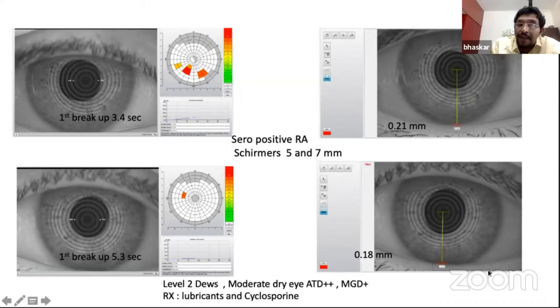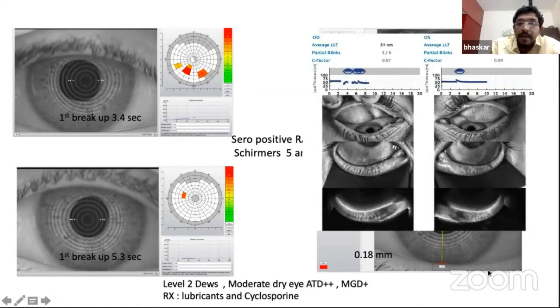The Schirmer's was around 5 and 7, and there was reflex tearing which was present. So we started her on lubricants and cyclosporine and sent her to the rheumatologist to start her on medications for the RA. Her LipiView also showed a little bit of a low LLT values. So even in Sjogren's or non-Sjogren's patients, you tend to have an aqueous deficiency first, which then gradually progresses. So you might have a component of lipid deficiency also. So you need to evaluate the Meibomian glands also in these patients.